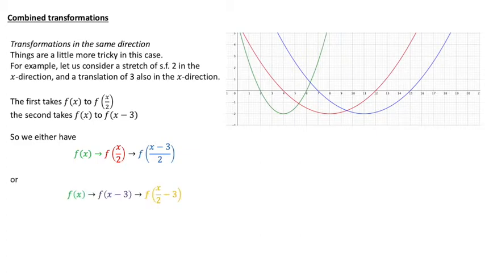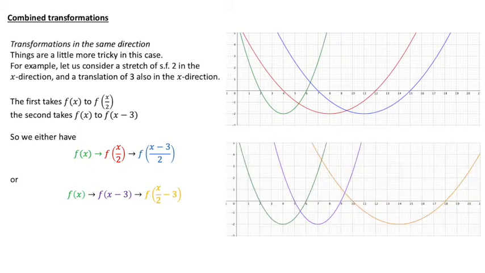The other way round is we translate it first by 3 in the positive x direction, hence f of x minus 3, and then we apply the stretch, so that gives us f of x over 2 take away 3, and you can see those functions at the end don't look the same, and we can see what happens.